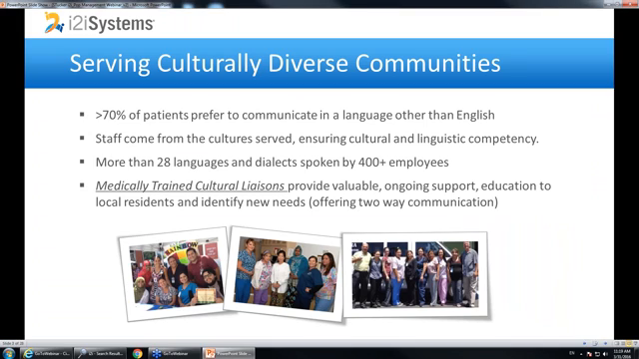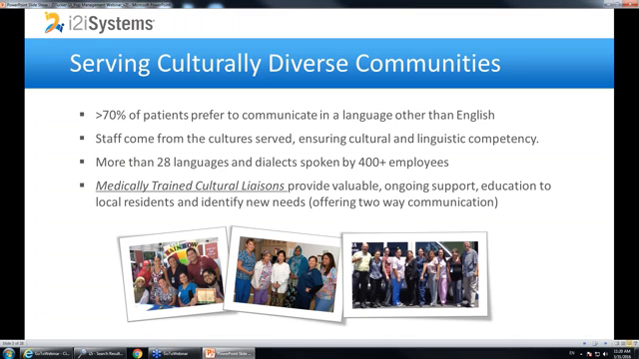Some facts about La Maestra. We're very unique for many reasons, but one of the reasons we are most unique is how diverse our population is. According to data from 2014, more than 70% of the patients at La Maestra spoke a language other than English. Because of this, we decided that the staff should come from the cultural backgrounds of the patients we serve, to ensure cultural and linguistic competency for them.